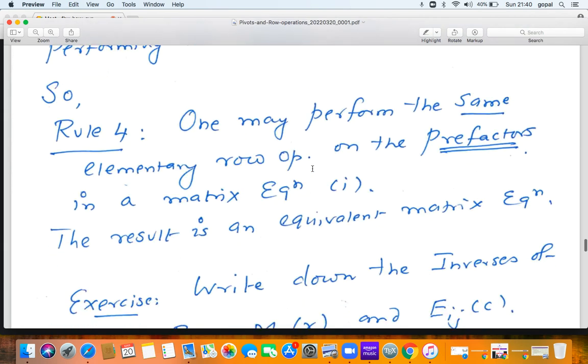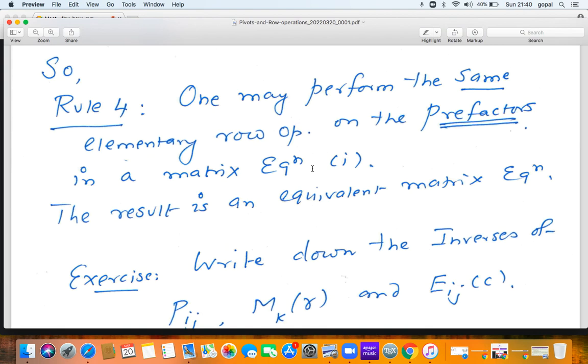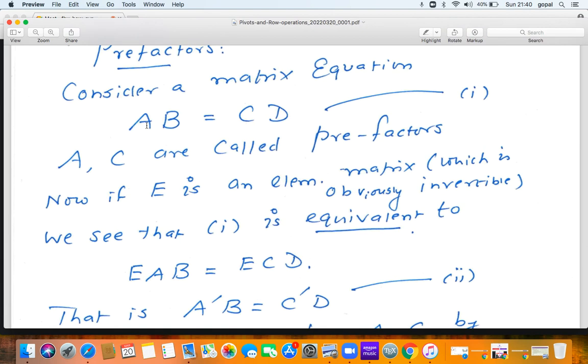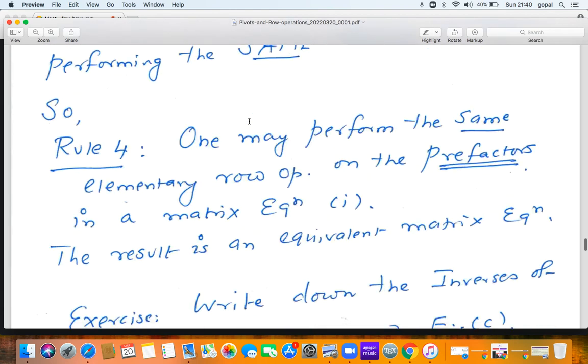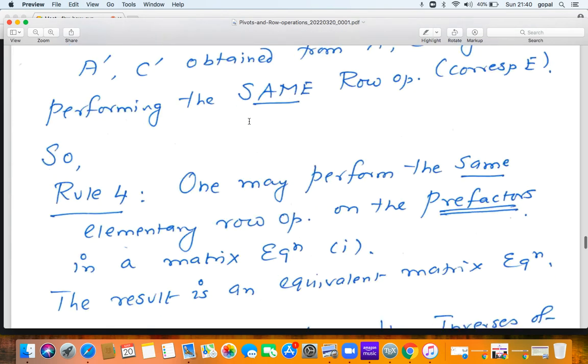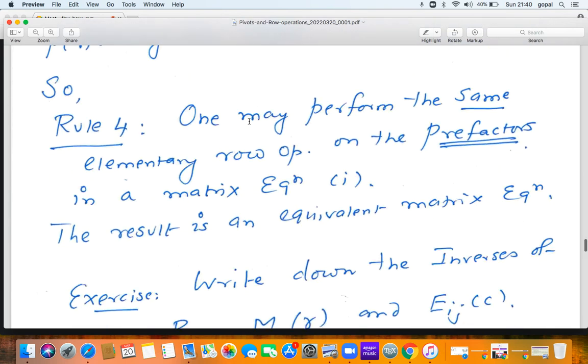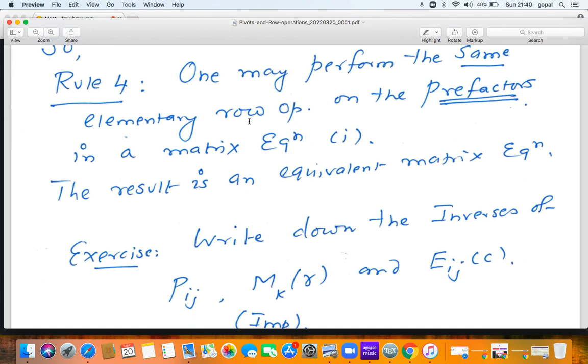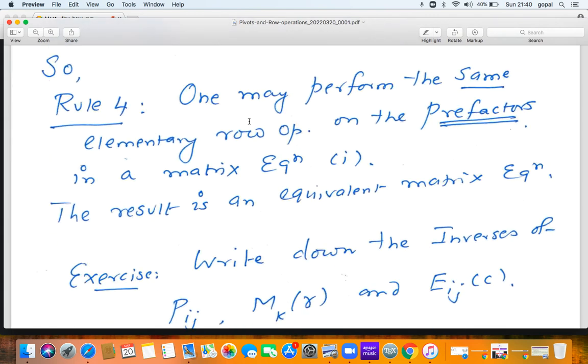So rule number 4: in a matrix equation, one may perform the same elementary row operation on the prefactors A and C. And we get a valid matrix equation which is equivalent to the original matrix equation. Okay, so this is rule number 4. Please understand these rules very well, and these rules you must commit to memory.